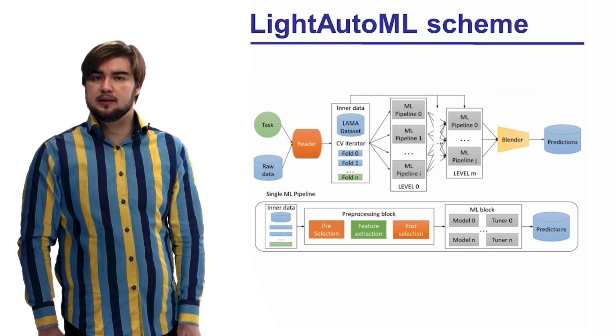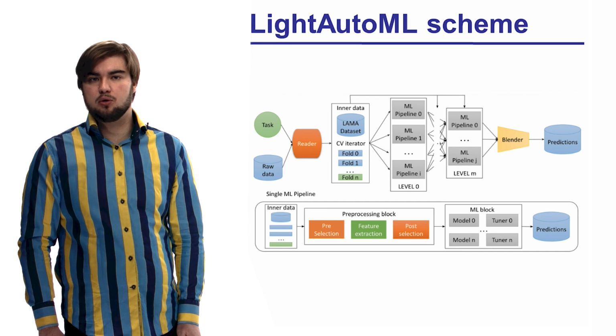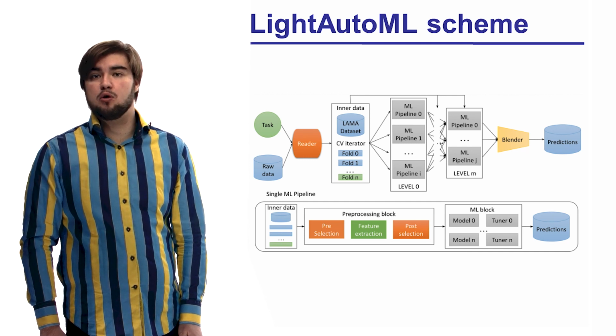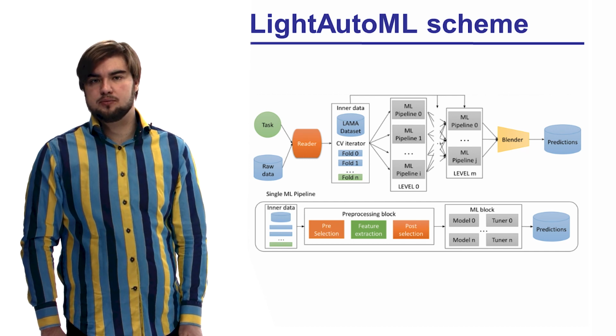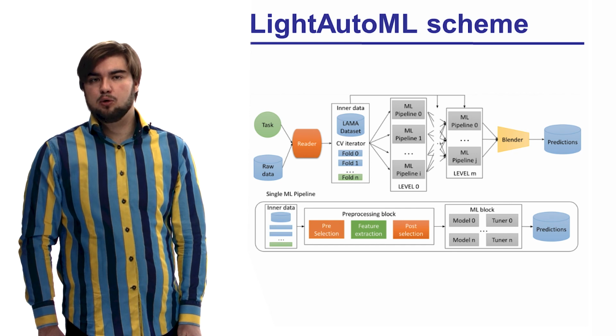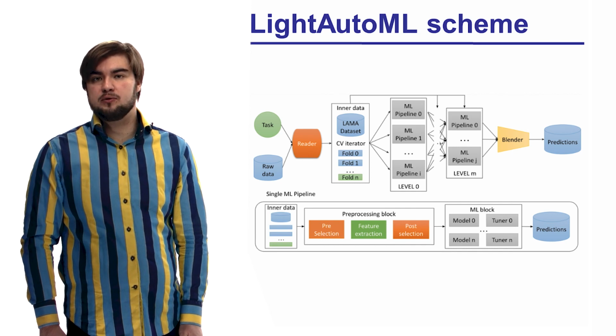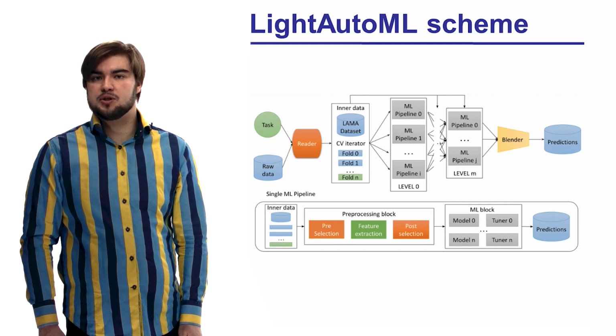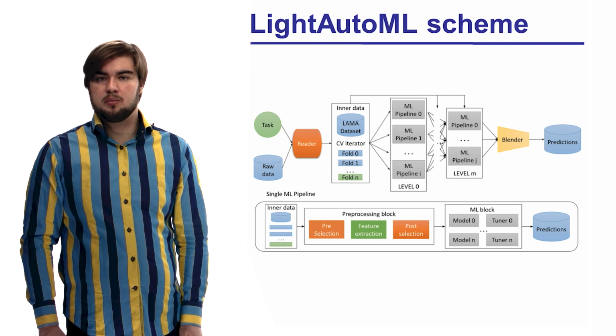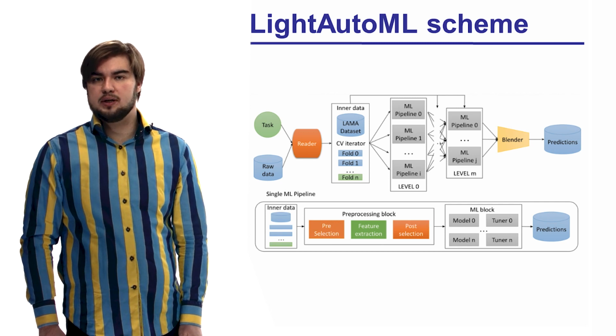Each ML pipeline consists of a feature processing block and ML algorithms with optional hyperparameters tuners. Zero-level models take only data features as inputs, while upper-level models take both data features and previous-level model predictions, implementing a stacking ensemble. Finally, last-level predictions come in a blender, which combines the outputs and generates a final prediction.